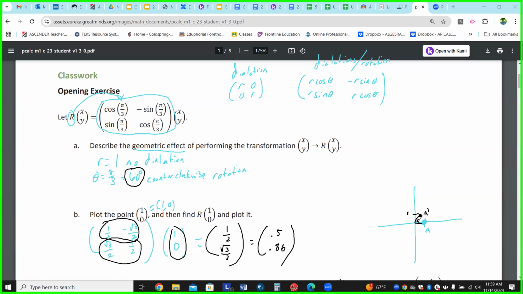What's polar form? Plus I sine theta. Cosine comes first. So even if you were to convert this into polar form and say 1 times cosine of 60 plus I sine of 60, you would still get the coordinate. Yes.